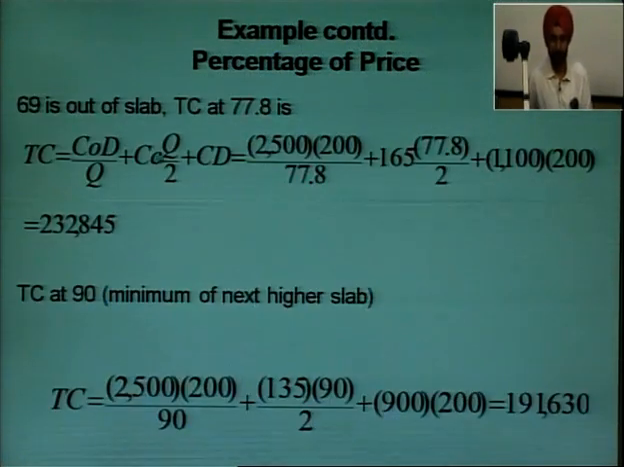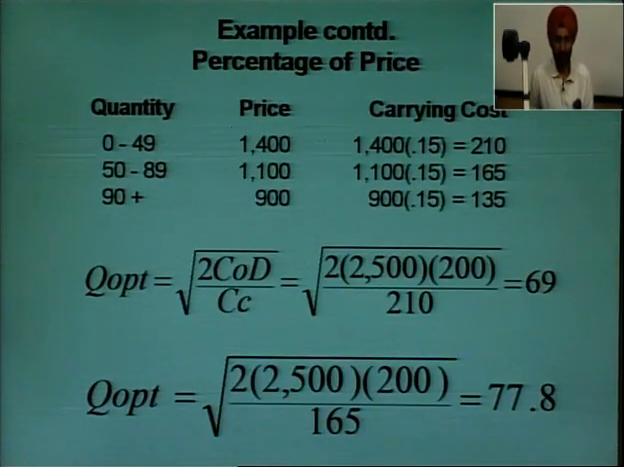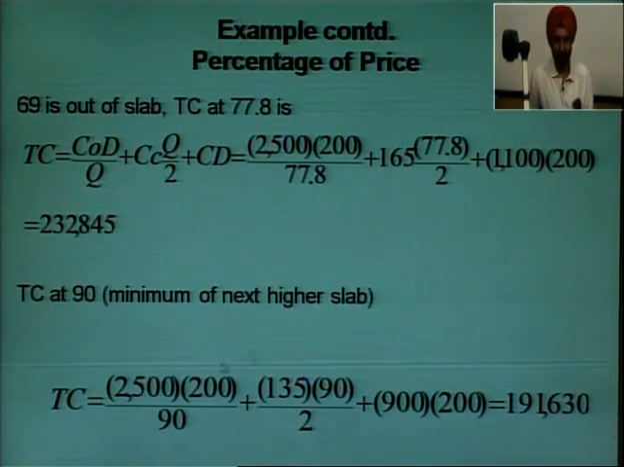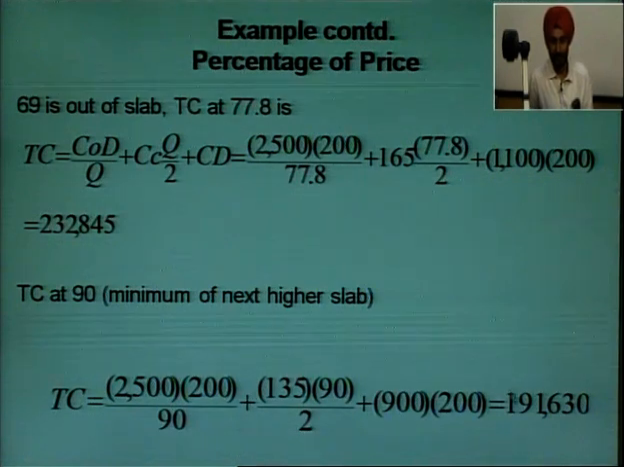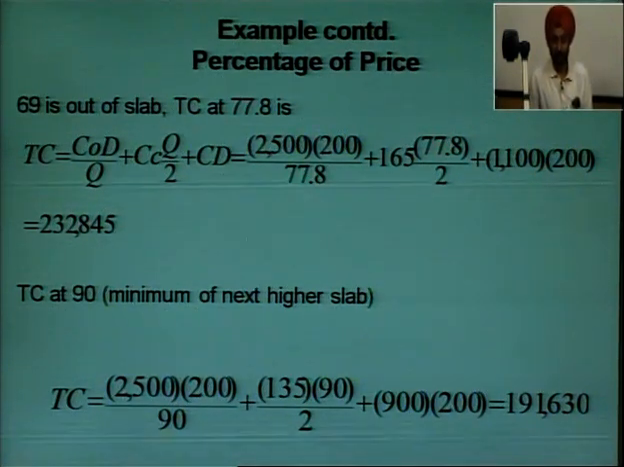Then we find the total cost here, which comes out to be 2,32,845. Again, we go for the next case, considering the minimum of the next higher slab. In that case, we have seen that if we go for 90, the total cost will be minimum. Total cost will be less than this if we go for the next higher slab at its minimum. That means the next higher slab has more advantage for us as compared to this slab.